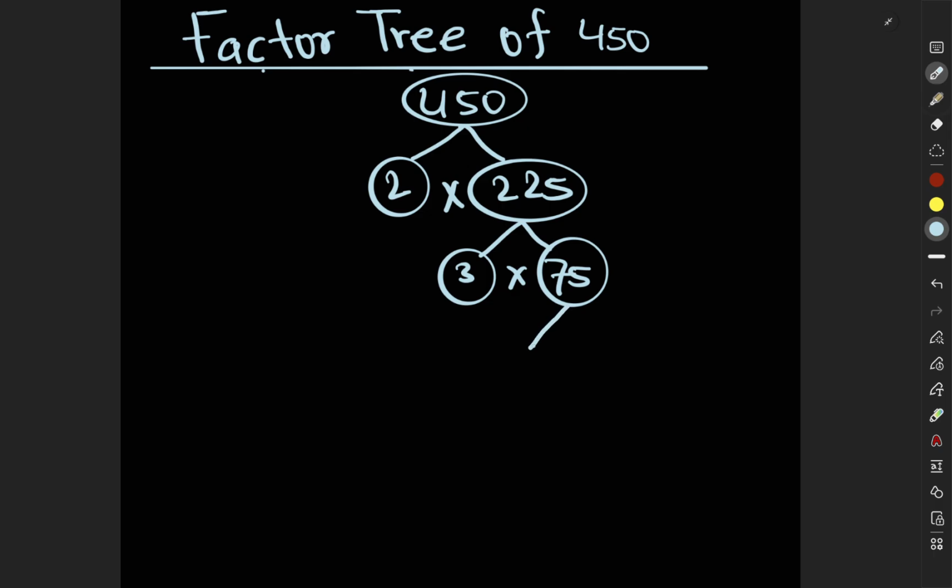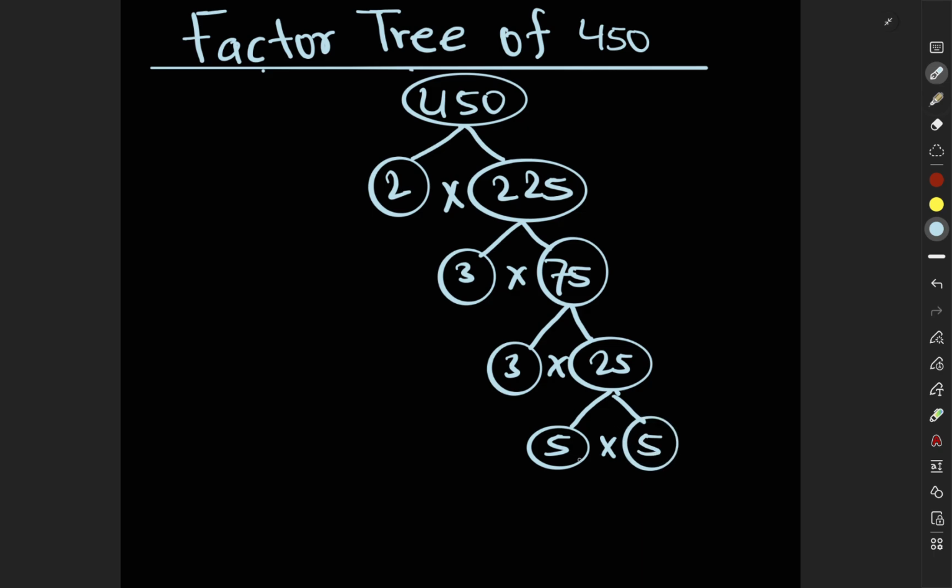Now 75 can be written as 3 times 25. 3 times 25 means 75. Now 25 can be written as 5 times 5. 5 times 5 means 25.